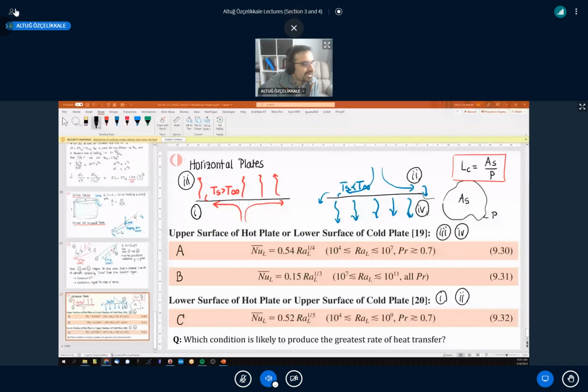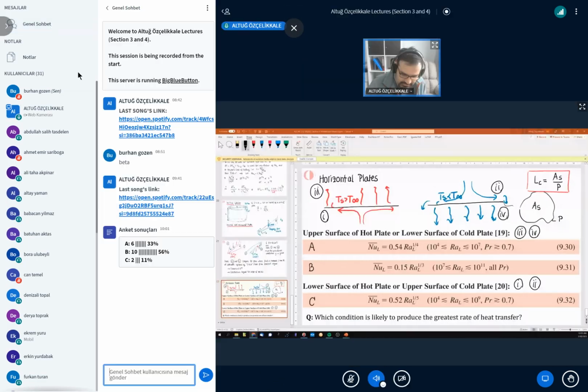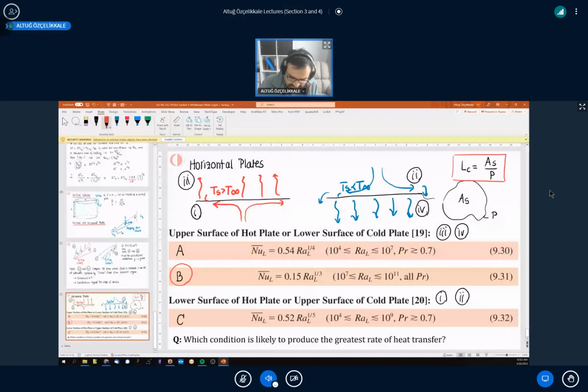And I'm happy to see that the majority actually answered part B. And that's the correct answer. First of all, let's distinguish between A, B, and C. Lower surface of a hot plate. When you look at the correlation ranges, imagine that we are considering a Rayleigh number of 10 to the power 8. Comparing those two correlations, you are going to see that this correlation is going to result in higher heat transfer than this correlation.